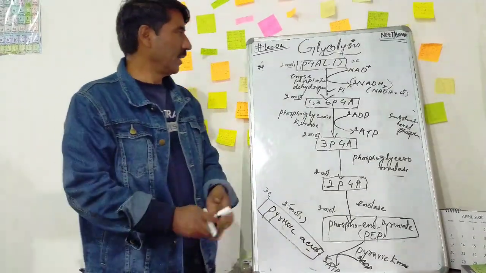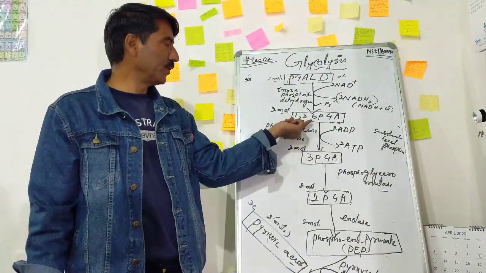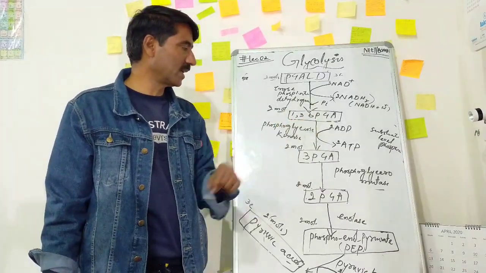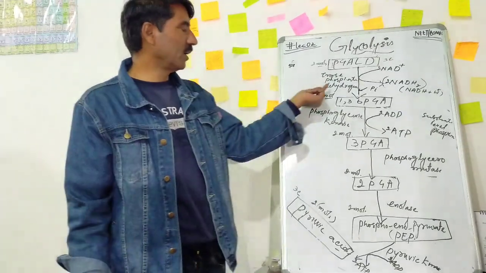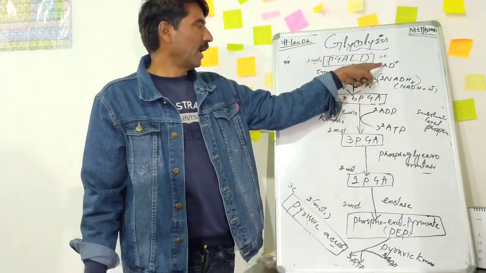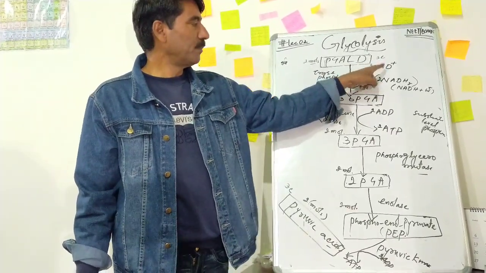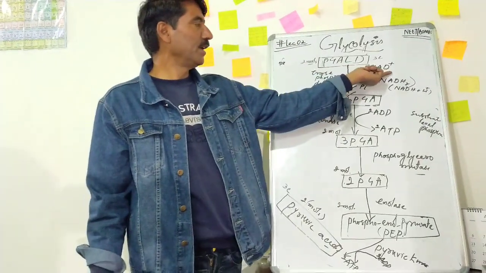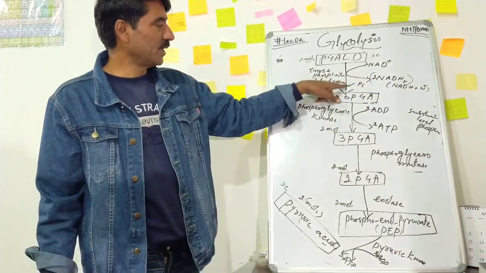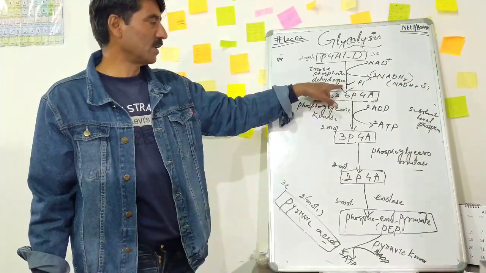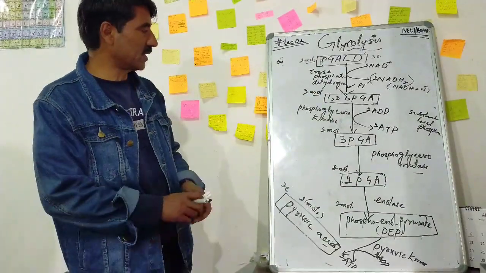I will have a little recap here. We have 2 molecules of phosphoglyceraldehyde. They get converted into 2 molecules of 1,3-bisphosphoglyceric acid in presence of the enzyme triose phosphate dehydrogenase. During this reaction, NAD positive, the oxidized form of nicotinamide adenine dinucleotide, gets reduced to NADH2, and inorganic phosphate is taken up, and phosphoglyceraldehyde gets converted into 1,3-bisphosphoglyceric acid.